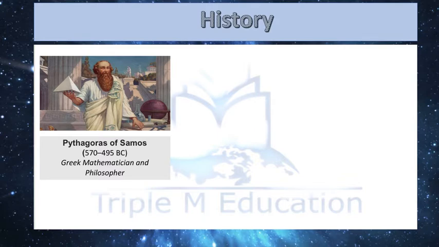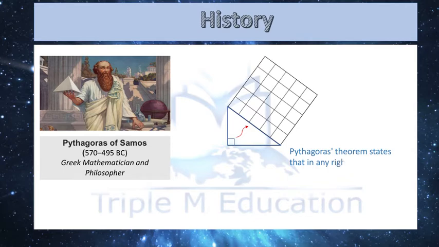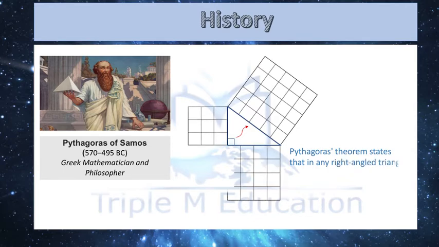The theorem states that the area of the square on the longest side of a right angle triangle is equal to the sum of the areas of the squares on the two shorter sides.